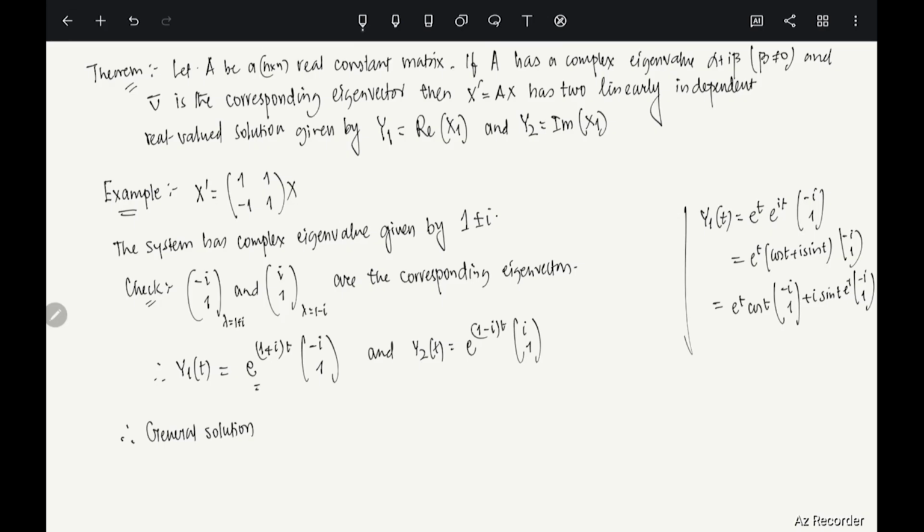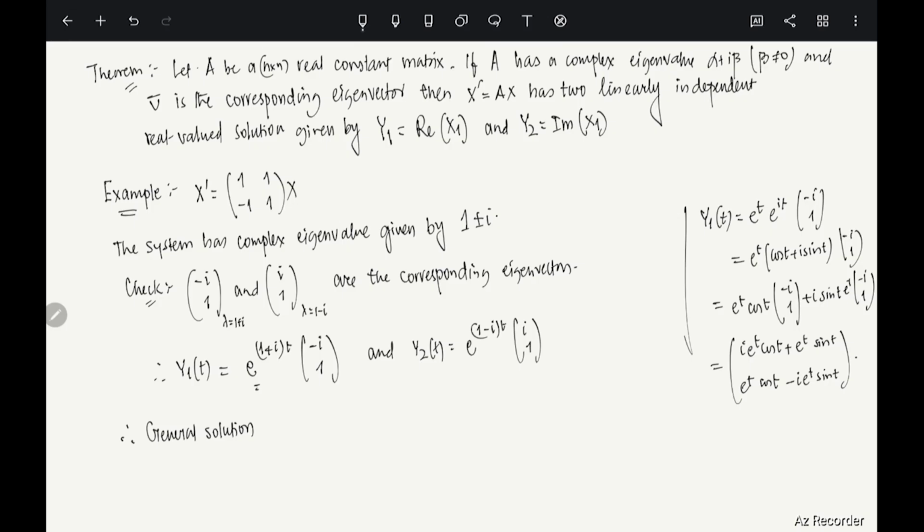Okay, so if you calculate this part, it becomes i e to the power t cosine t plus e to the power t sine t. Okay, and similarly e to the power t cosine t minus i e to the power t sine t. I hope the calculation is fine. Yes, please check this part. So I hope this is fine.